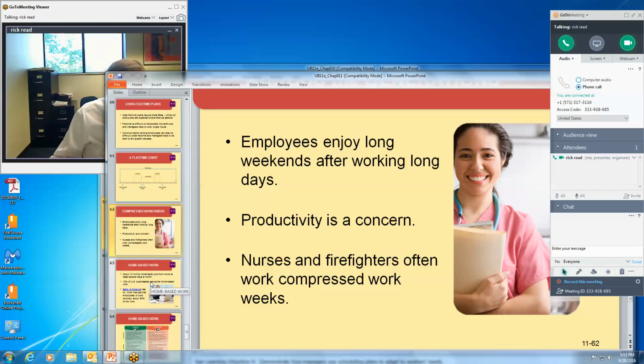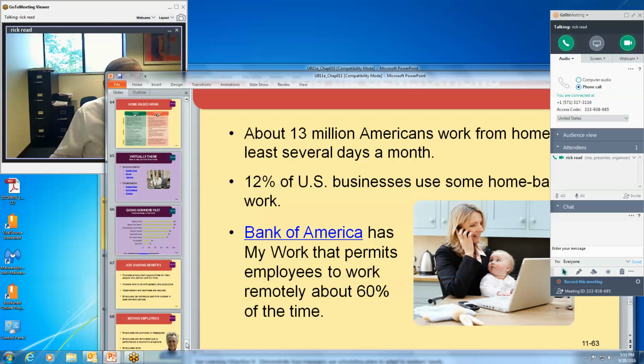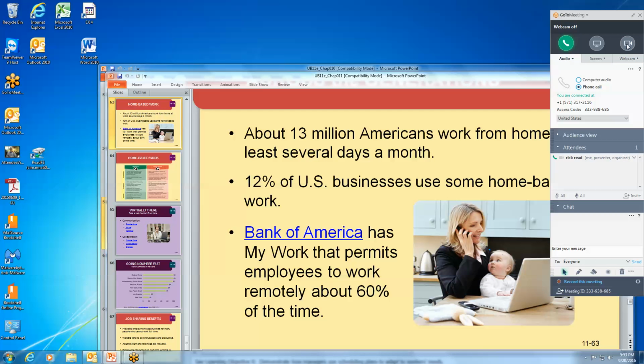That's compressed. We talked about that. Based at home work, I think we've talked a little bit about this at home before. It's not for everybody. People that do this have to be committed to doing this type of work.